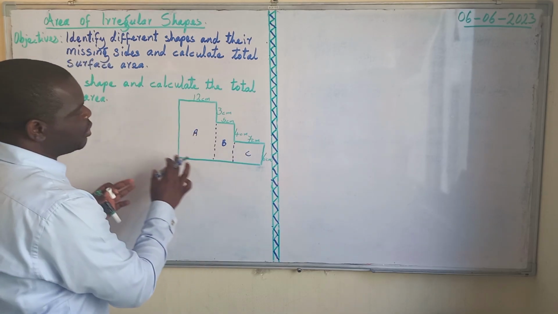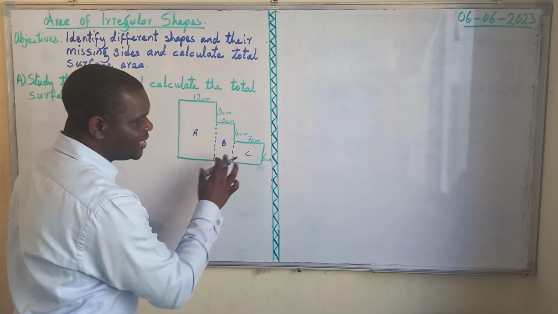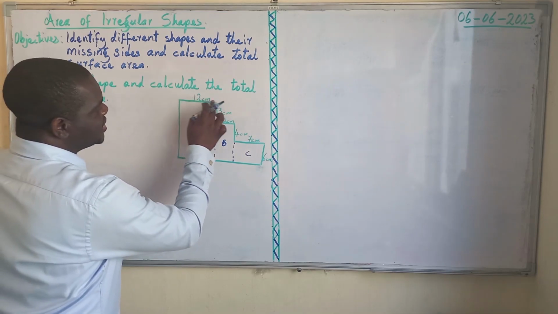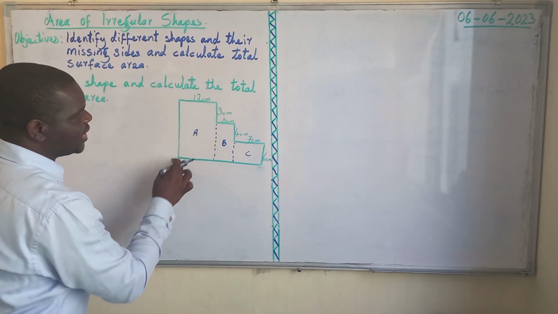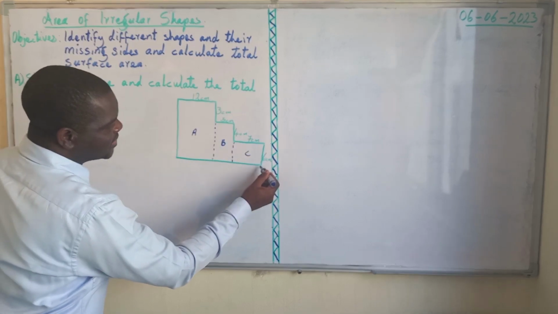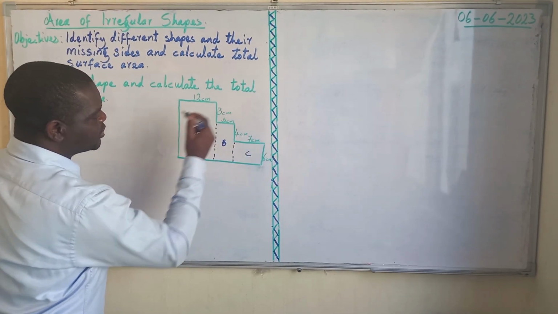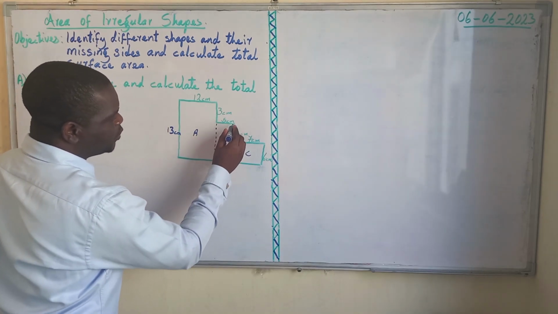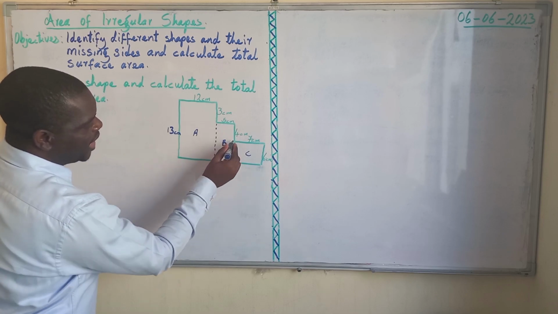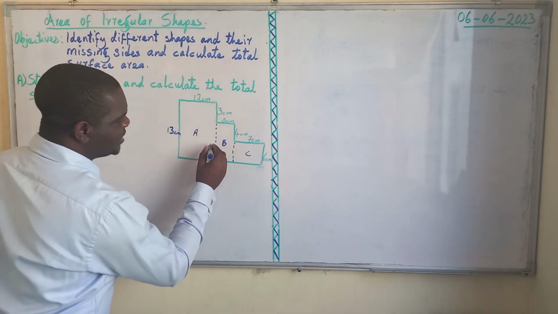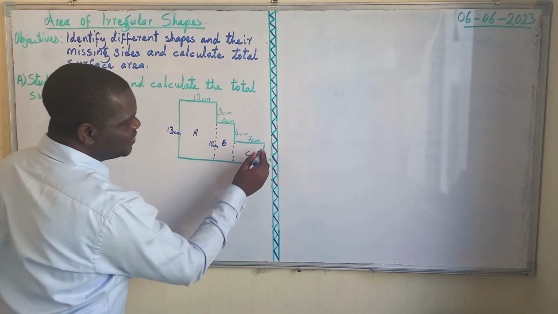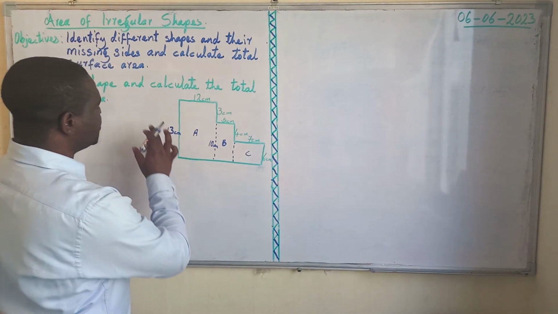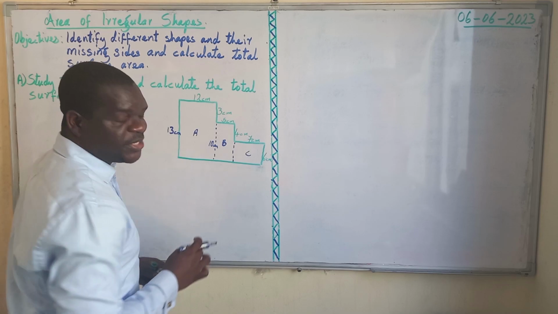And before we go into solving, it's good we should find the missing side so that we will be able to calculate these areas. For A, we have this side, but we don't have this side. And to find this side, we're going to add 3, 4, and 6. So 6 plus 4 is 10, and 10 plus 3 is 13 centimeters. For B, we have this side, which is 5, but we don't have this side. And to have this side, we're going to add 4 and 6, which is 10 centimeters. And for C, we have this side, and we have this side. So for C, it's okay. Now let's move into solving for the area of each of the shapes.